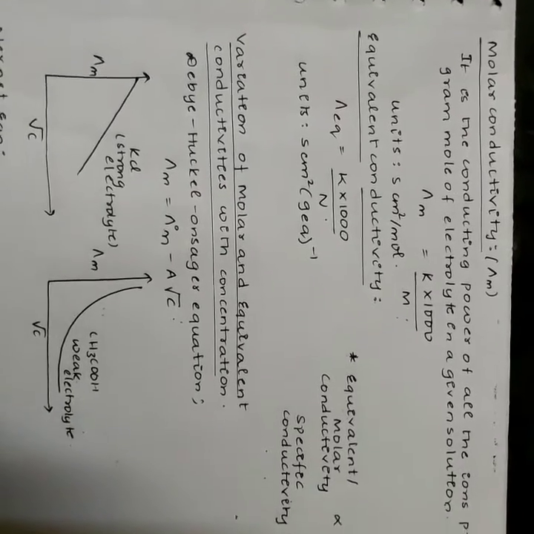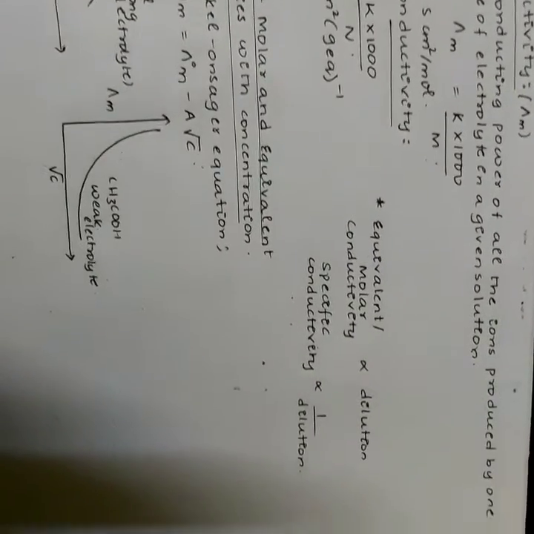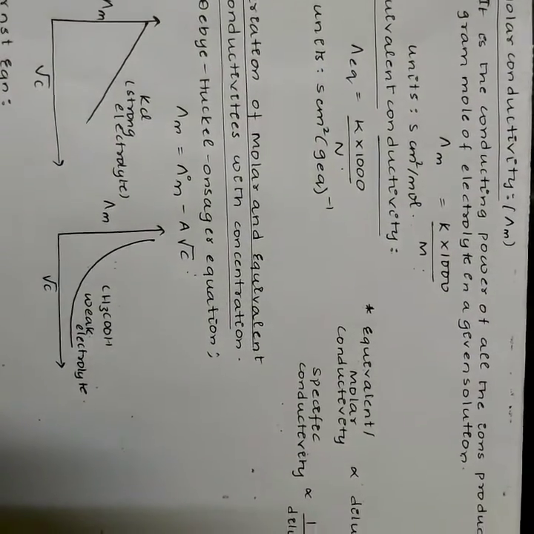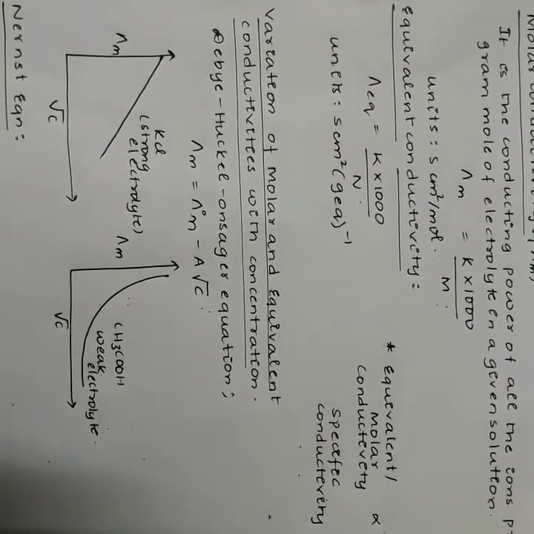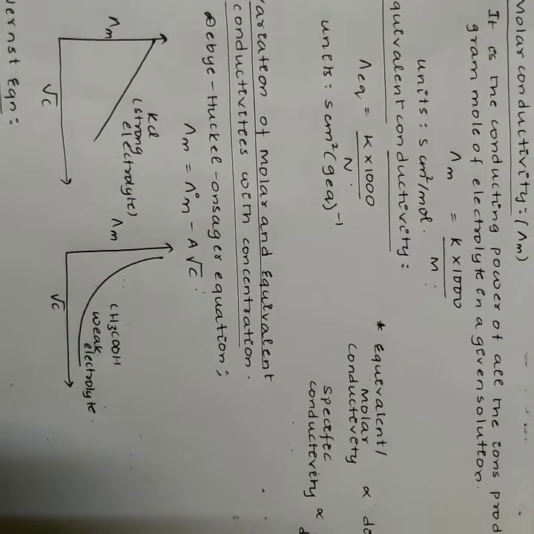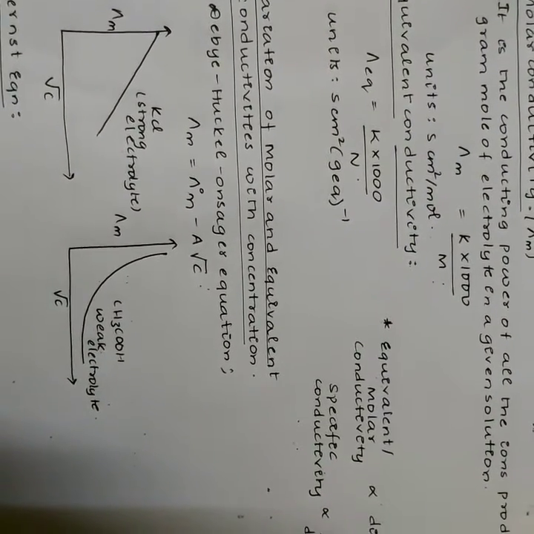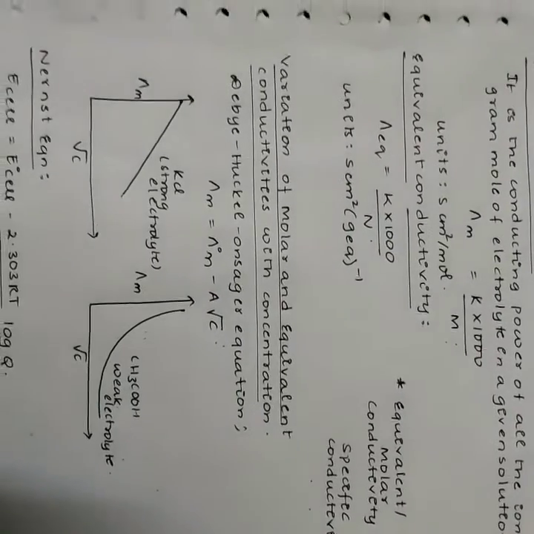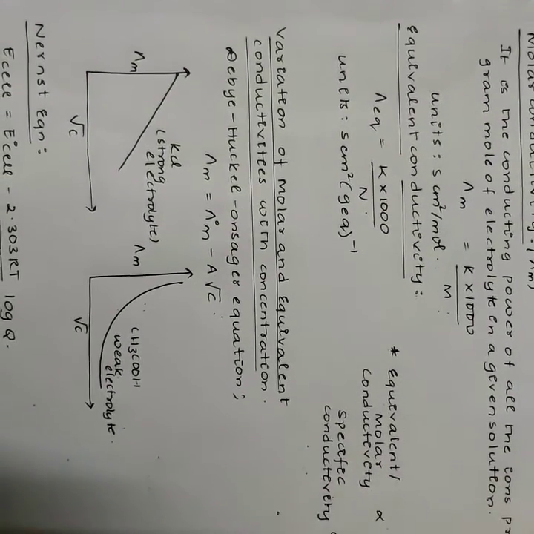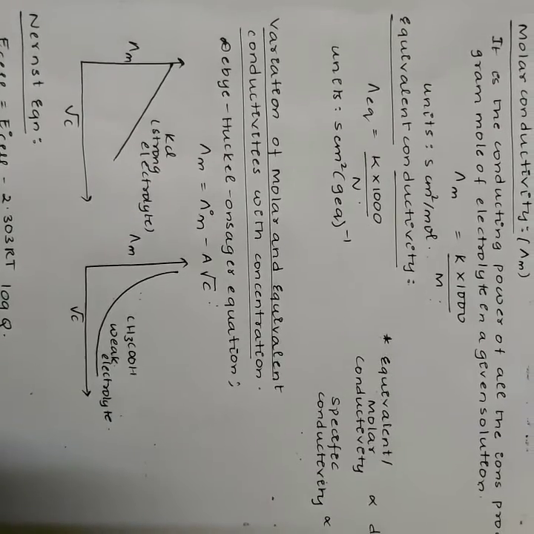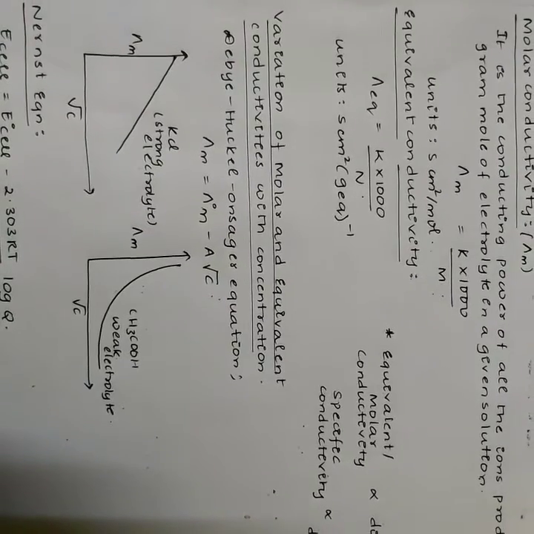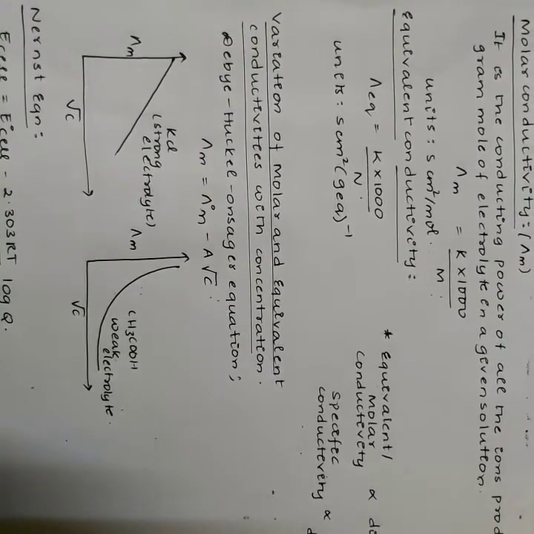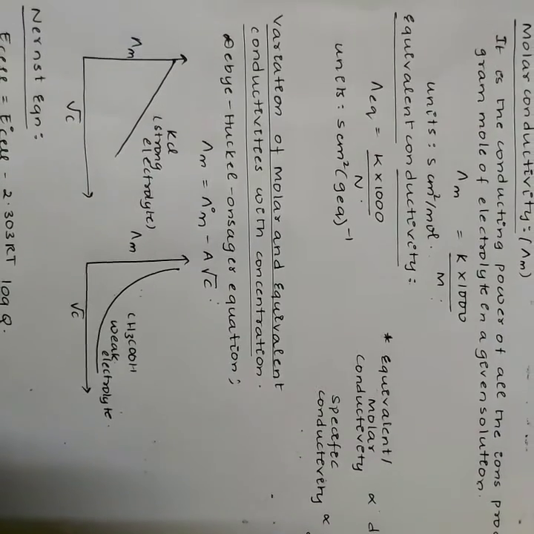Molar conductivity. It is the conducting power of all the ions produced by 1 mole of the electrolyte in a given solution. Λ molar is K into 1000 by M. It has units of Siemens centimeter square per mole, or ohm inverse centimeter square per mole. Equivalent conductivity. It is the conducting power of all ions produced by 1 gram equivalent of an electrolyte in a given solution. Λ equivalent is K into 1000 by N, where N is the normality of the solution. It has units of Siemens meter square per gram equivalent.